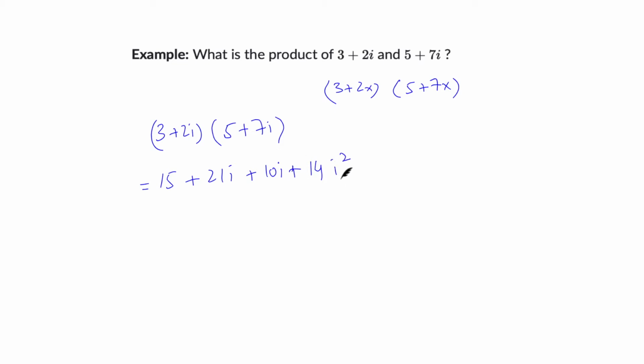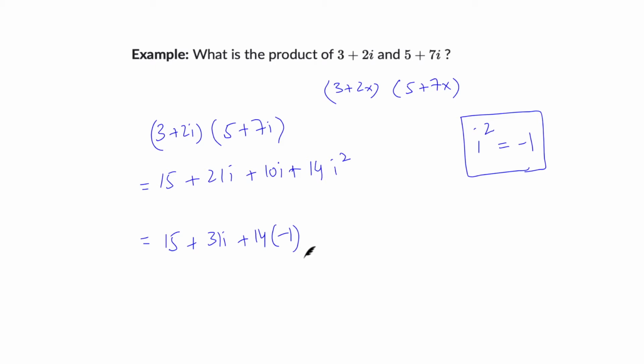This is what you need to remember. Whenever you have an i squared, you need to replace it with minus 1. That's the key. That's all you need to remember. So let's do the math. 15 plus 21i plus 10i, this is basically 31i, plus 14 into minus 1. Replace i squared with minus 1. That's the only differentiating factor. So we will be left with 15 minus 14 plus 31i. The answer is 1 plus 31i. This is the real component, this is the imaginary component, and this is our answer.